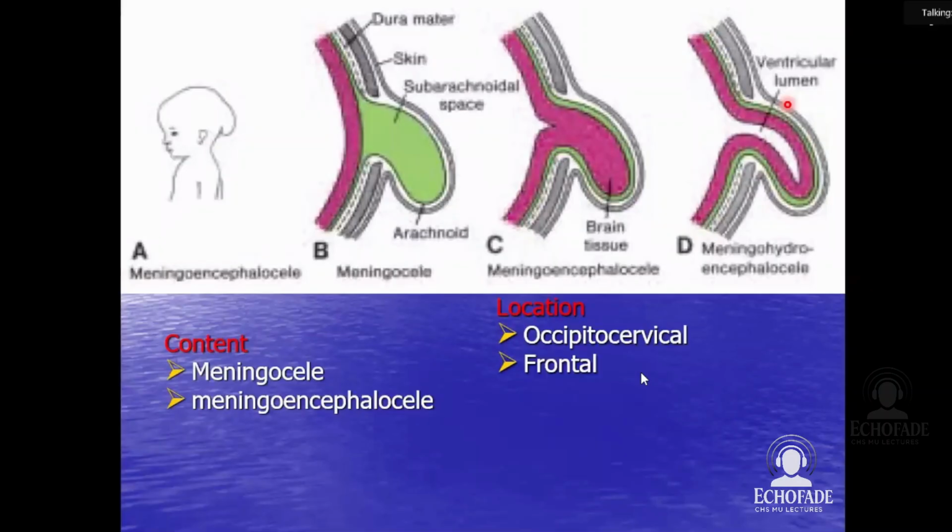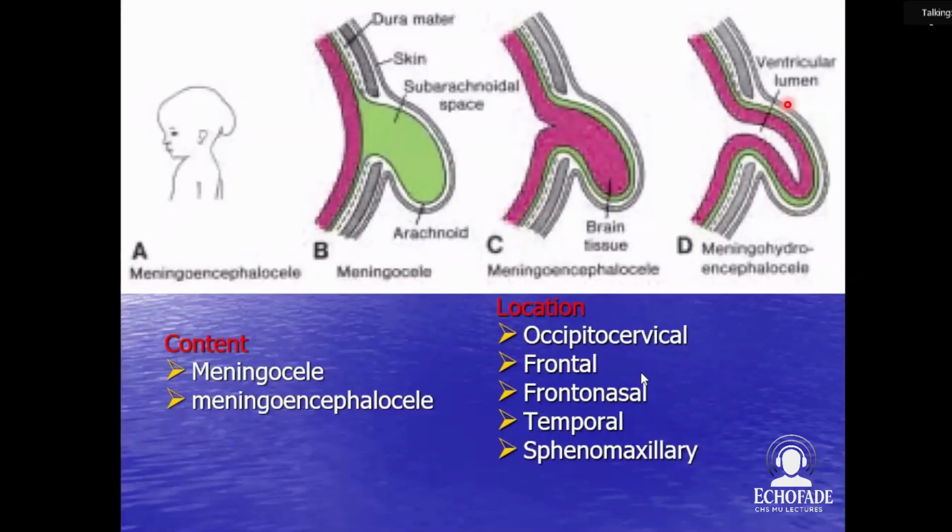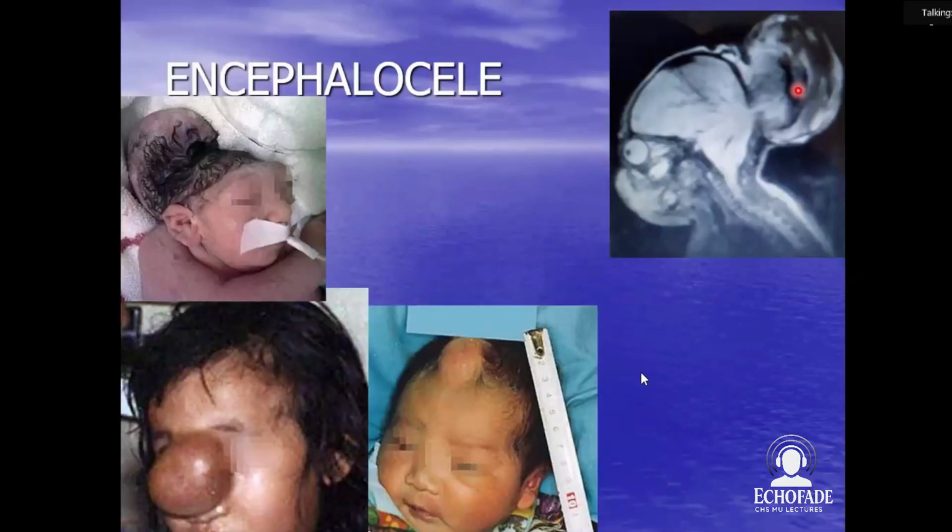The protrusions can be in several areas, can be the occipital, cervical region, the frontal region, between the nose and the frontal part, the temporal region, sphenomaxillary region, sphenoorbital region, frontoethmoid region. All these are examples of what you have as protrusions. When you look at this, this is the occipital region. When you look at this, this is the frontonasal region.